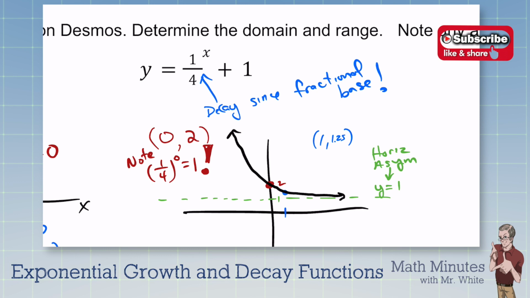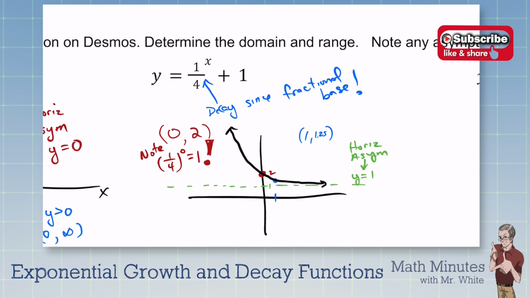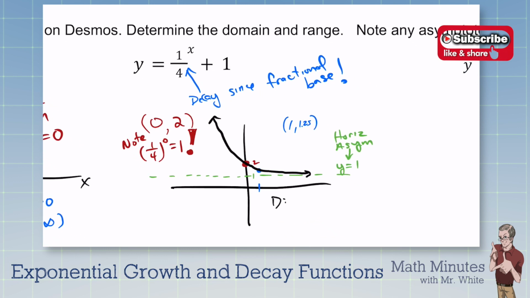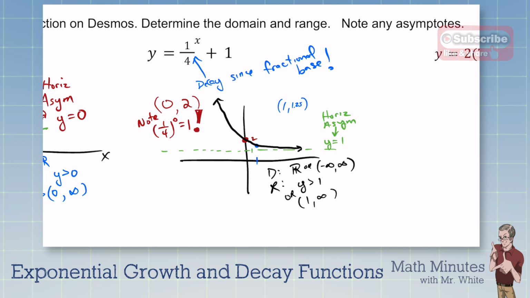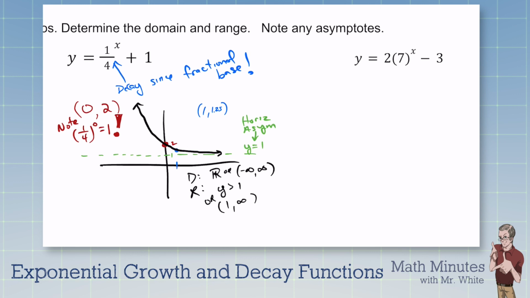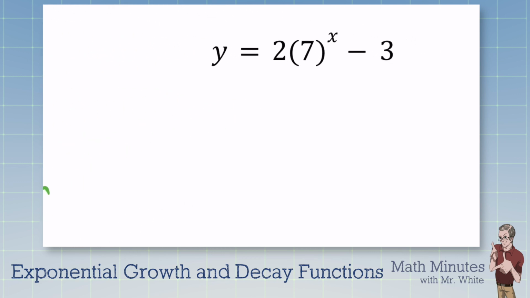This is exponential decay. So what is the domain and range? Again, domain is all real numbers, or if you want to write it in interval notation, it would be negative infinity to infinity. The range here is y is always bigger than 1, or we would say 1 and above. 1 comma infinity, that's the interval notation for above 1. All right, we got one more example over here.